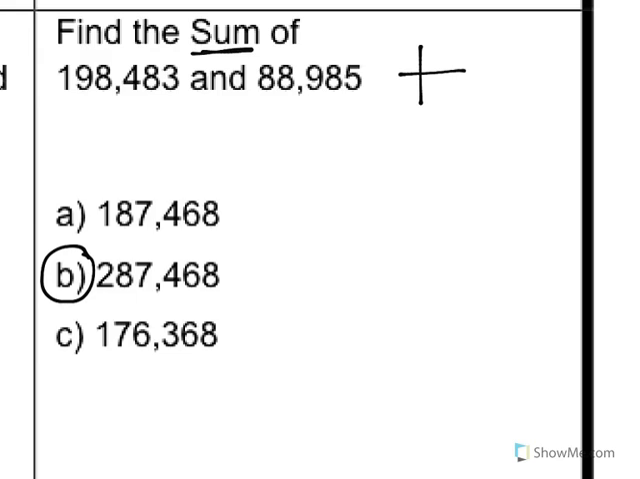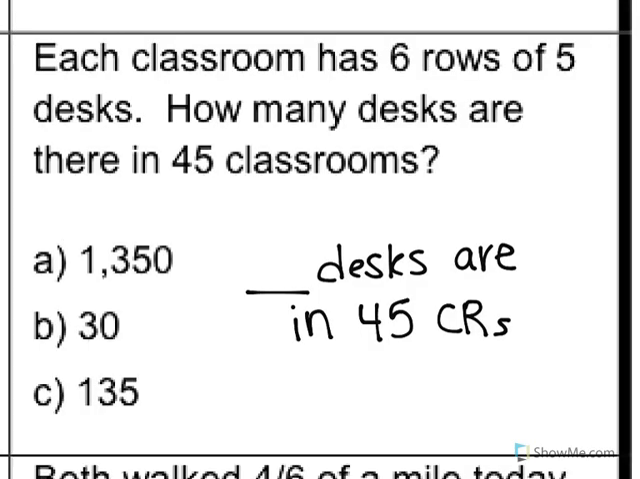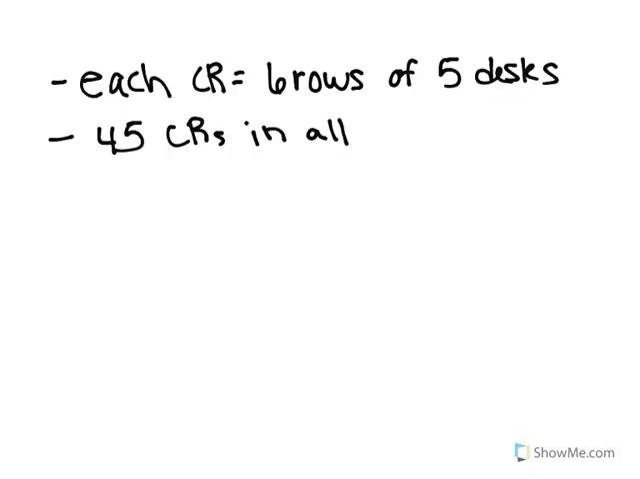All right, next one. This one says each classroom has 6 rows of 5 desks. How many desks are there in 45 classrooms? Well, I've restated the question since it's a story problem. Blank desks are in 45 classrooms. So now we just need to jot down what we know. We know that each classroom has 6 rows of 5 desks, and there are 45 classrooms in all, and we're trying to find how many desks there are.